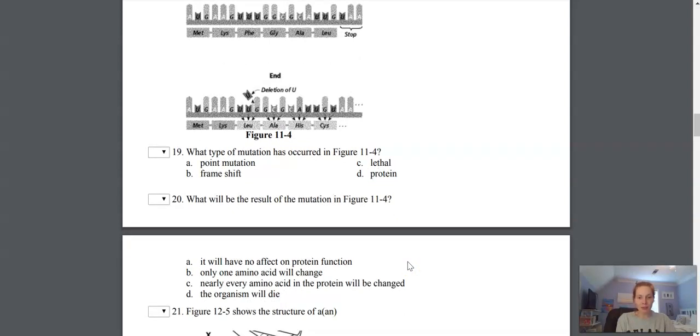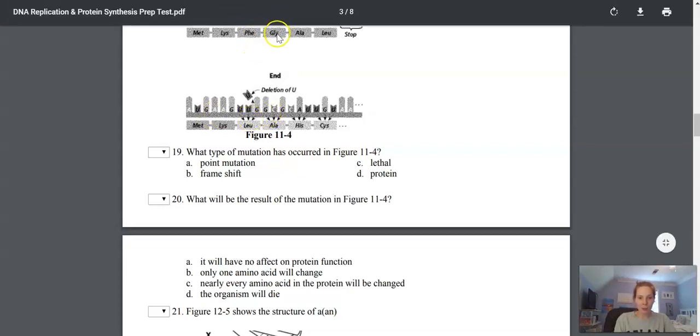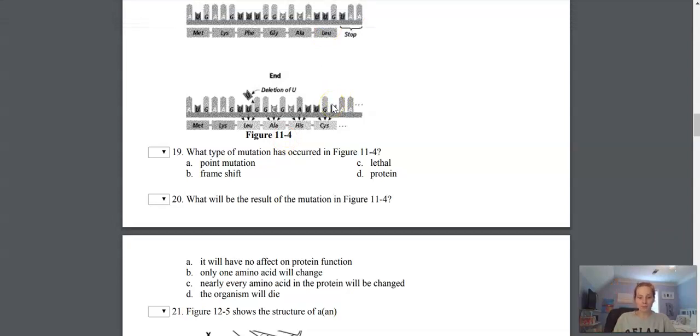A, will have no effect on protein function. It will definitely have an effect. The protein will not be able to function. Only one amino acid will change. No, if you look at it, we went from phenylalanine to leucine. We went from glycine to alanine. We went from alanine to histidine. We went from leucine to cysteine. Okay, it changed every single amino acid.